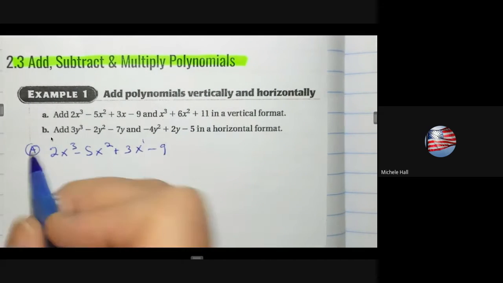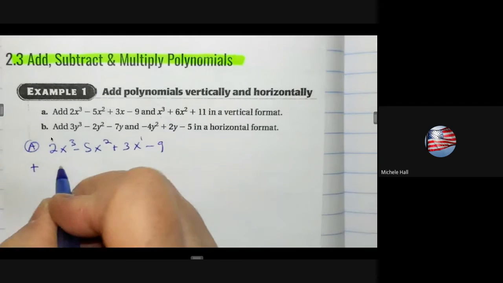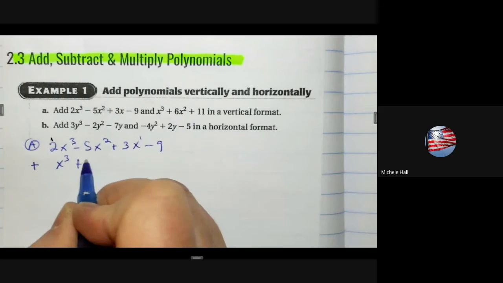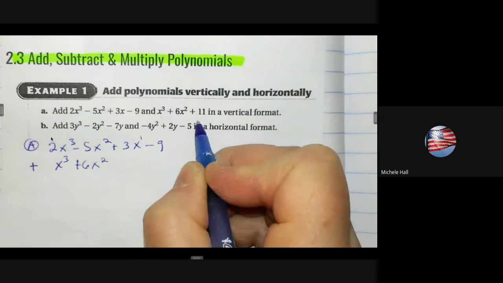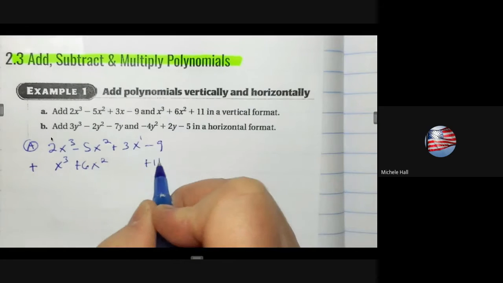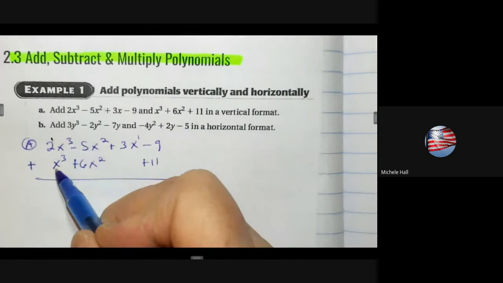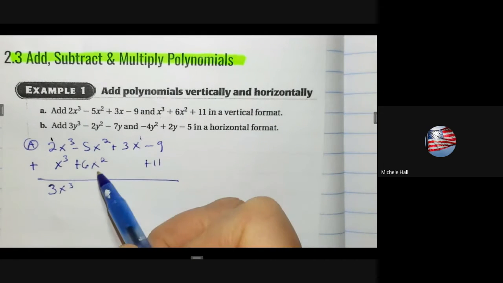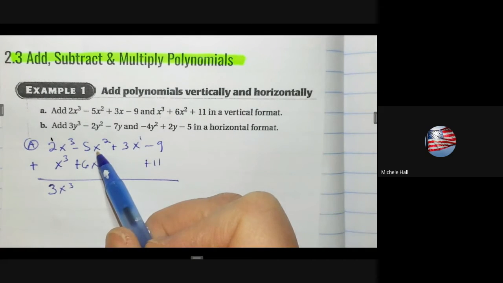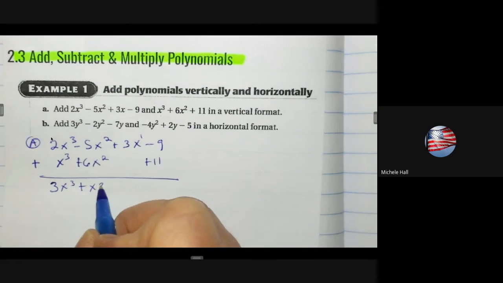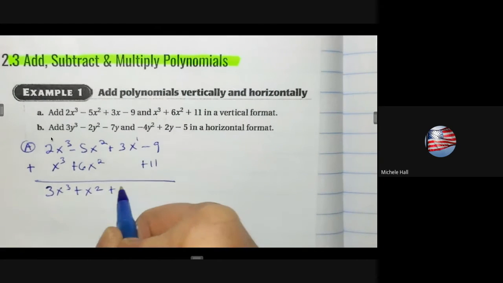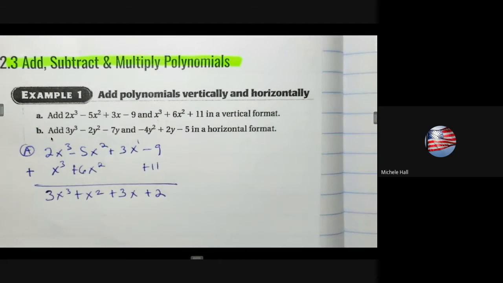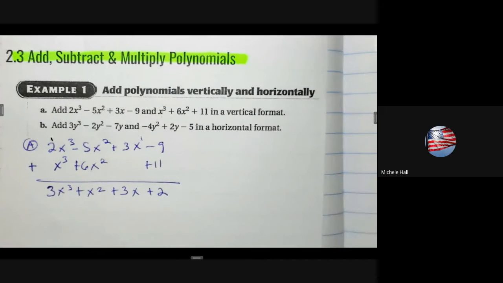X cubed, so I'm adding. X cubed would go here in the x cubed column. X squared would go in the x squared column. And the constant would go in the constant column. 2x cubed plus 1x cubed is 3x cubed. 6x squared minus 5x squared would be x squared. 3x plus nothing is still 3x. And then 11 minus 9 is 2. This is how I prefer to do them myself, actually.